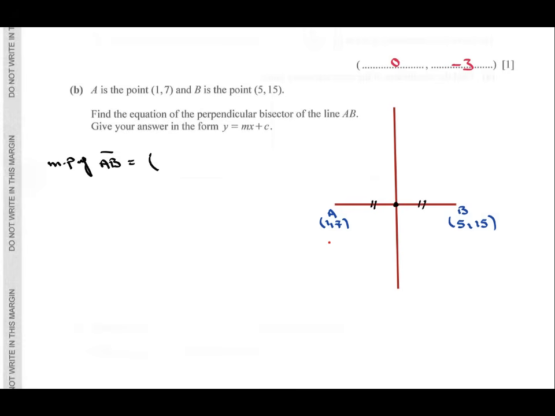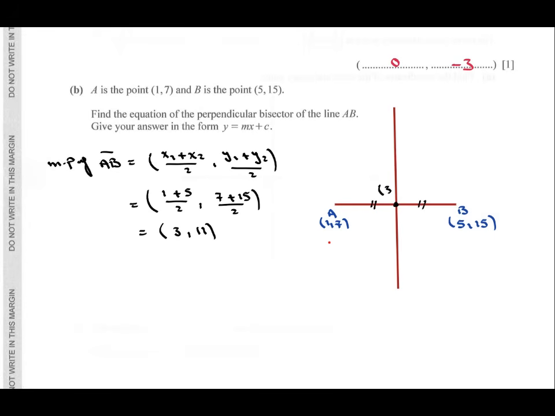which is equal to (x1 plus x2) over 2 and (y1 plus y2) over 2. 1 plus 5 over 2, 7 plus 15 over 2. 1 plus 5 equals 6, over 2 equals 3. 7 plus 15 equals 22, over 2 equals 11. So the midpoint is (3, 11). Now we have a point on the perpendicular bisector. Now we have to find the gradient of the perpendicular bisector.